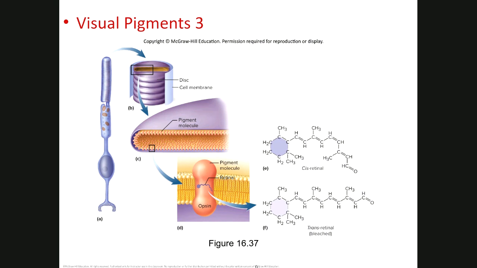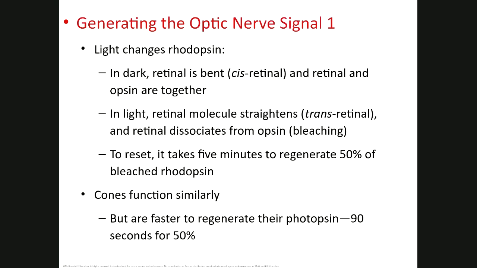In the light, it will change the rhodopsin, and the retinal is bent. We call it cis-retinal. In the dark, the retinal is bent, and the retinal and opsin are together. In light, the retinal molecule straightens, becomes trans-retinal, and dissociates, and that starts the bleaching of the pigment. Then it recreates itself, it resets, and it's ready to be used again.